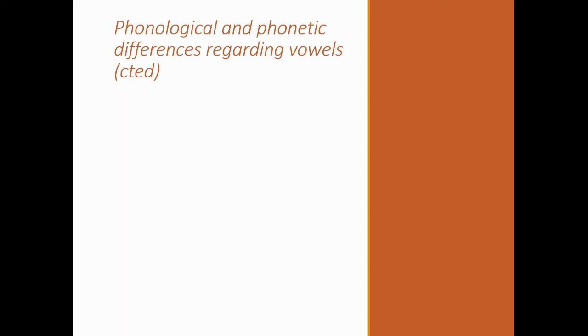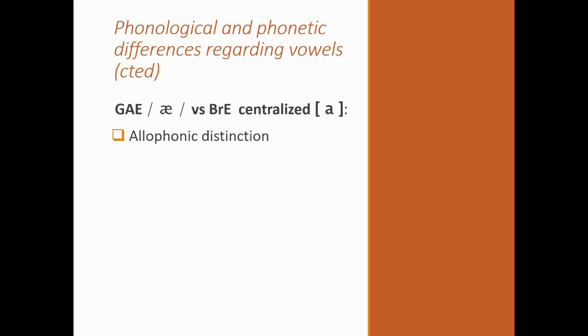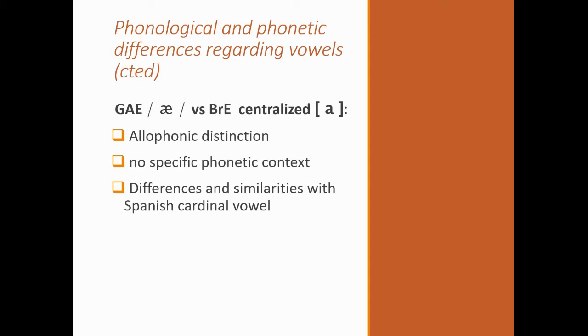Unlike the previous case, this is not a phonological difference between the vowel sounds in American English and British English. What we have here is called an allophonic distinction, because basically the difference regards the way that these vowels are articulated. Whereas in American English this vowel is pronounced with a front part of the tongue involved, in British English, because also there's a trend in pronunciation, this vowel is pronounced in a more centralized way, and in such a way that it is very similar to the pronunciation of our vowel a in Spanish, our cardinal vowel a. So that is also a distinction, but remember that this is an allophonic distinction and not a phonemic distinction.